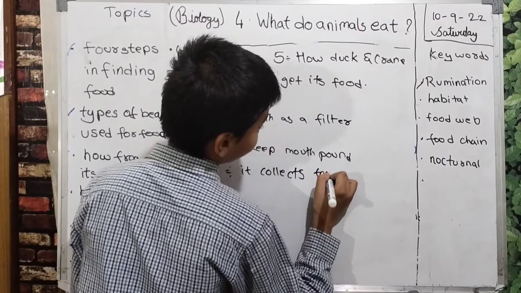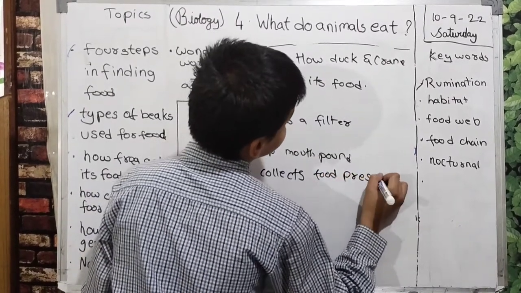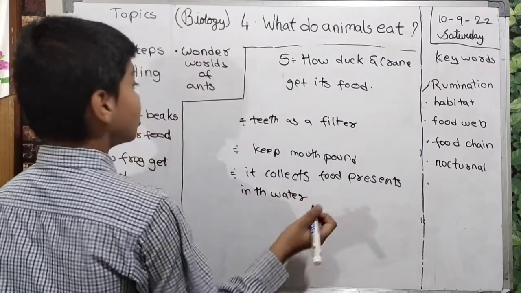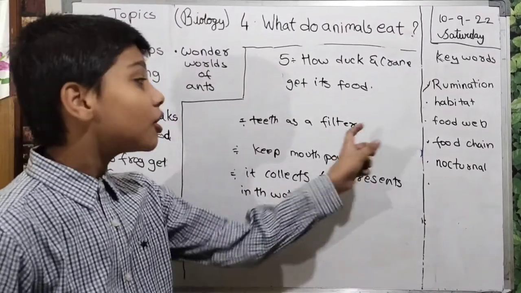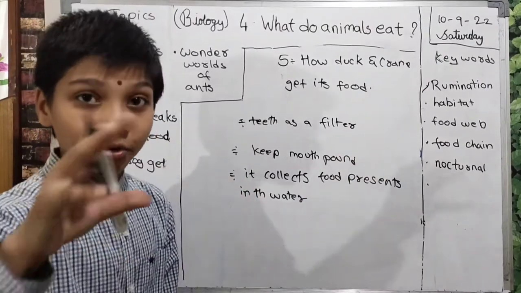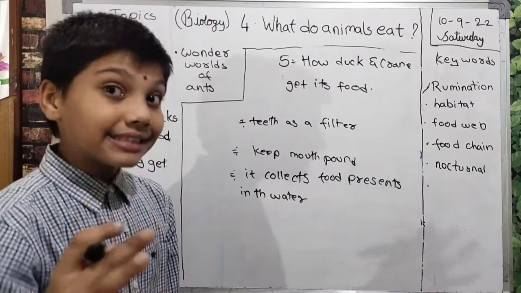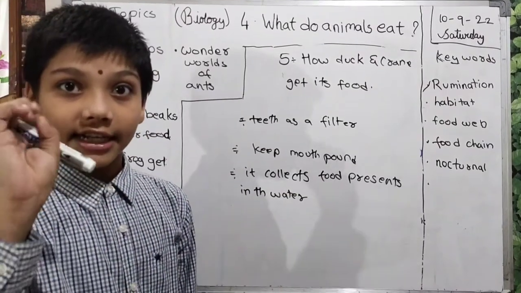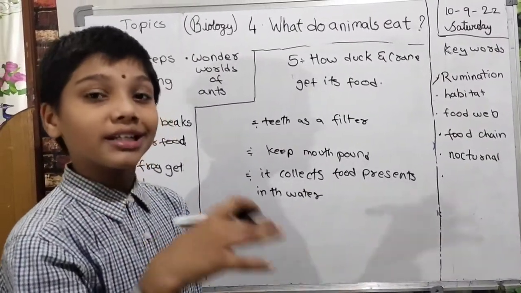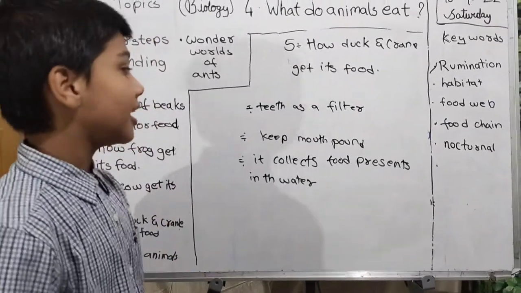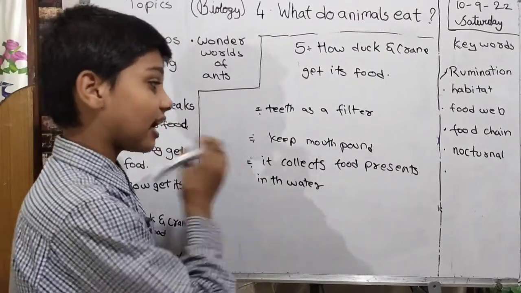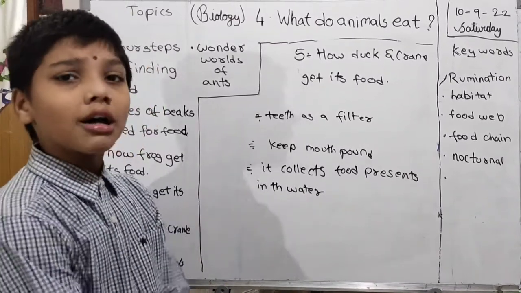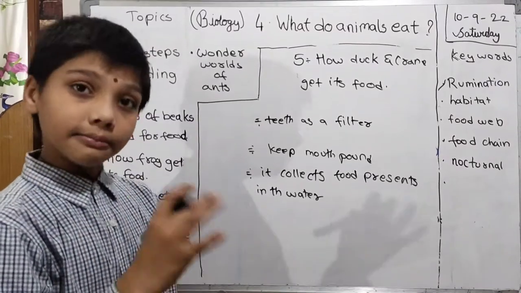It collects food present in the water. Then I give an example of a filter. If we pour some water in a water filter, the dirty water gets separated from the pure water. The pure water will be contained in the filter and the dirty water will be thrown out. Like that only, the food which the duck needs gets into its mouth and almost all the water will be thrown back into the pond.